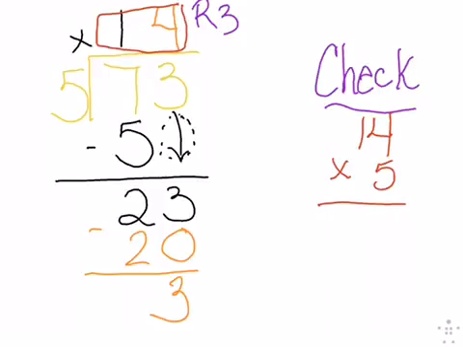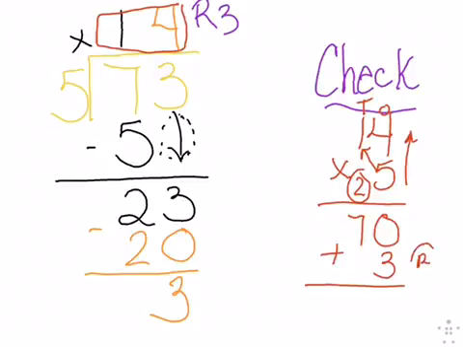14 times 5. 5 times 4 is 20. 5 times 1 ten is 5 tens, plus 2 is 7 tens. But don't forget the remainder. You still have to add that on. Plus 3. We can even put a little R next to it so you know it's the remainder. That gives us a total of 73.